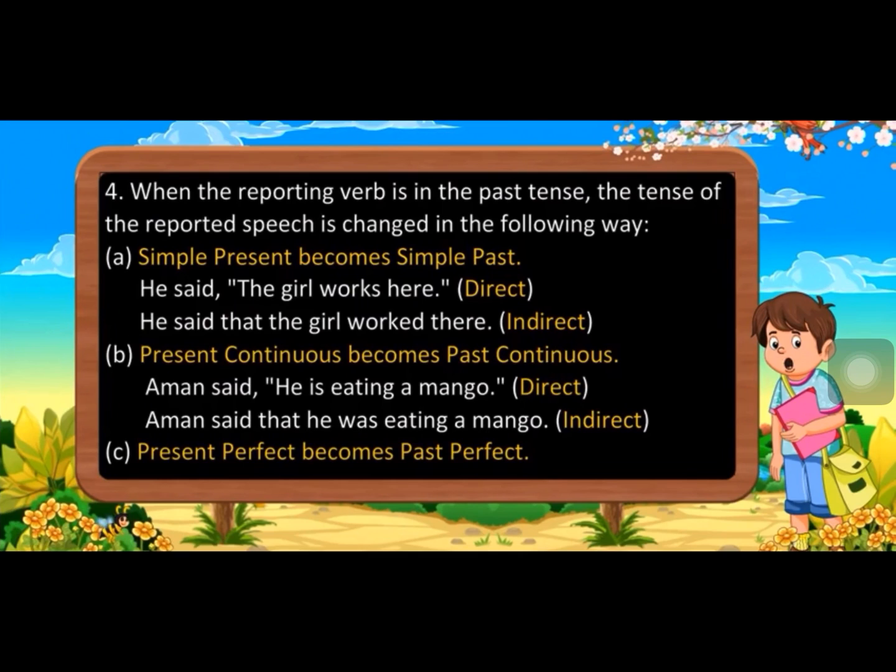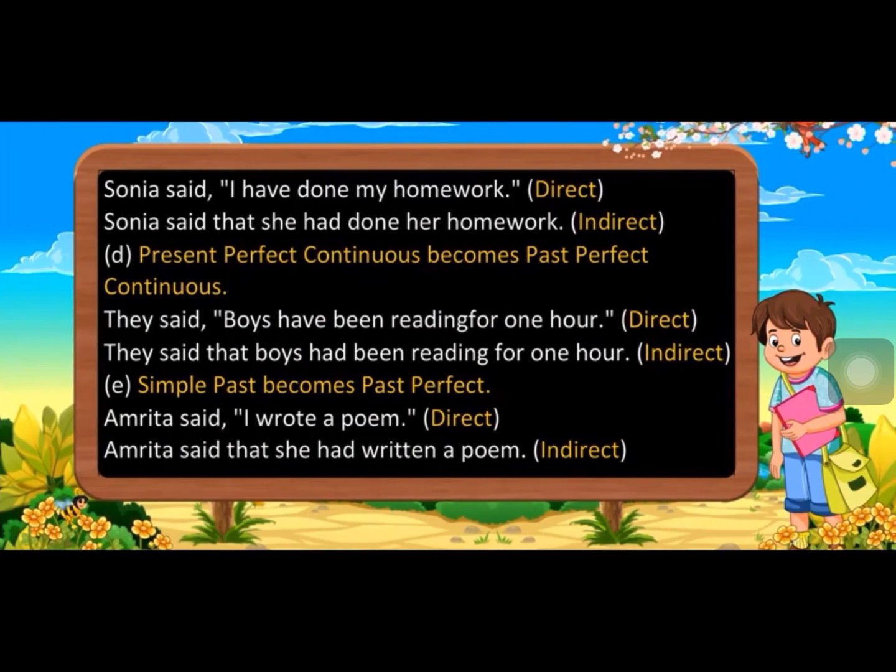Those also should be observed by you carefully, children, at the time of writing direct speech into indirect speech. Present continuous becomes a past continuous. Present perfect becomes a past perfect tense. Present perfect continuous becomes a past perfect continuous tense. Simple past becomes a past perfect tense. Amrita said, I wrote a poem. Amrita said that she had written a poem.